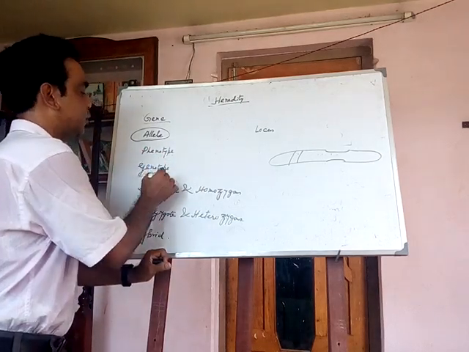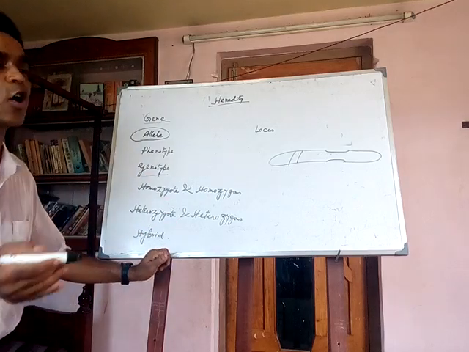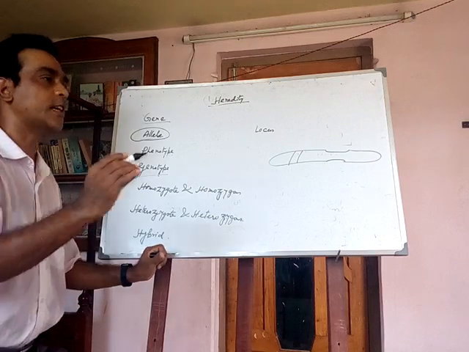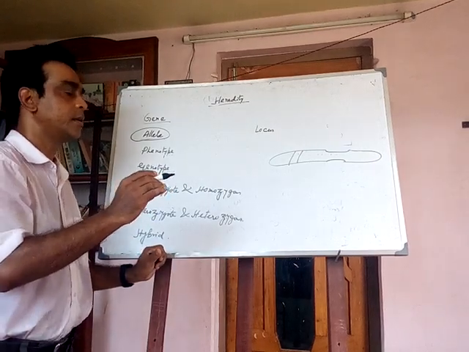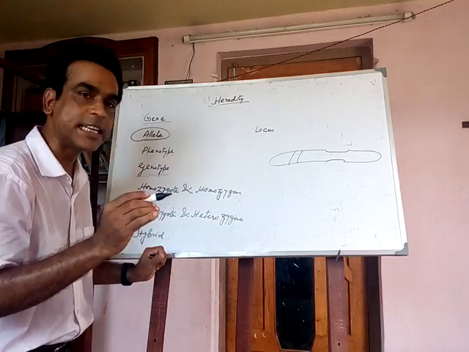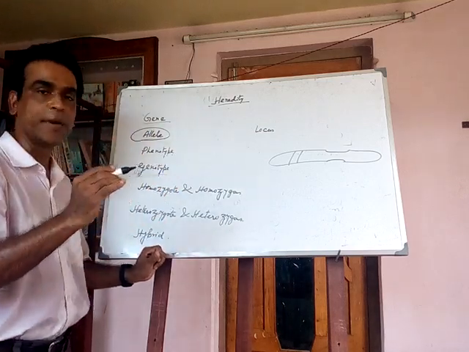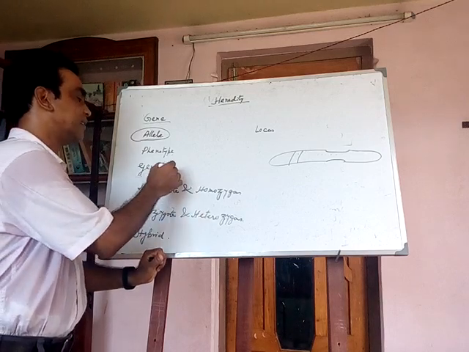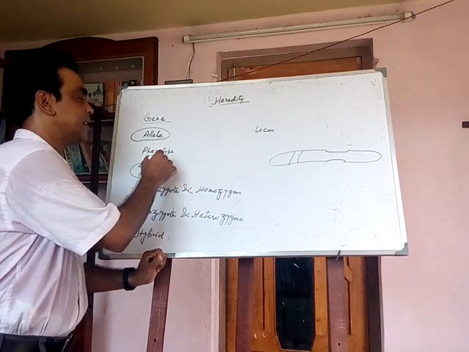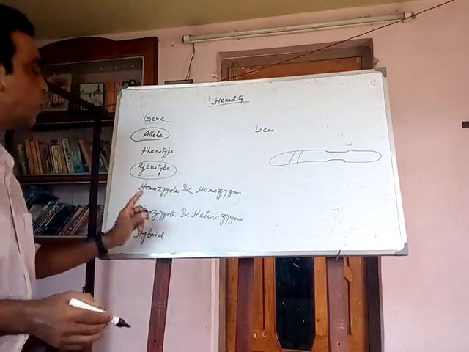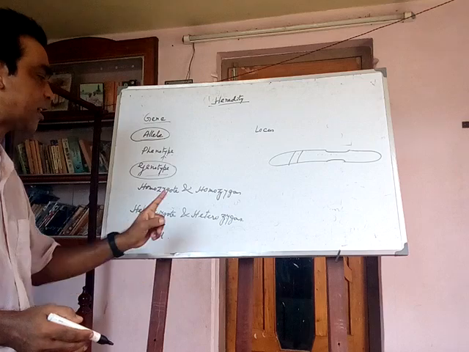Phenotype and genotype. The external features of any organism is called phenotype, and the genetic combination that is responsible for those external features is called genotype. So it is the cause and it is the effect. Now homozygote and homozygous, heterozygote and heterozygous.